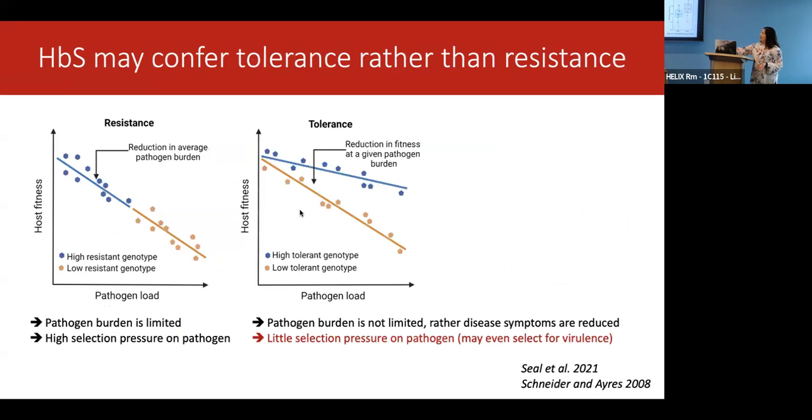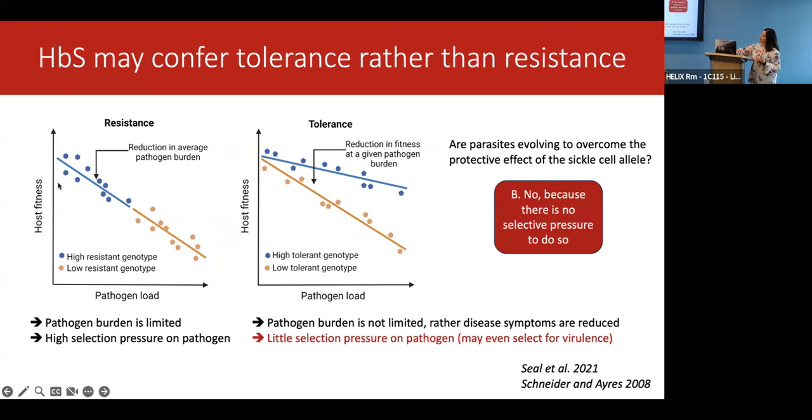And so I think going in, my guess of what might be going on is that HbS, sickle cell, confers tolerance rather than resistance. So these are two different ways that hosts can fight back against pathogens. They can reduce pathogen burden, so for a given pathogen load, they reduce the pathogen load. But another strategy is tolerance, where although they have parasites, they limit disease symptoms.